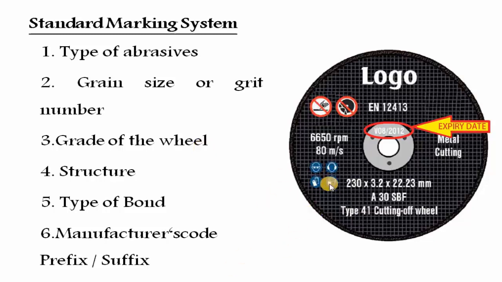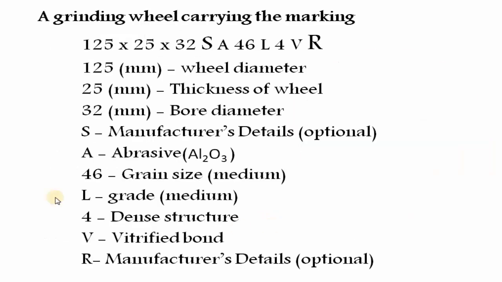Structure: open and dense structures are available. Open structure means the particles are placed far apart, so mostly it is preferred for rough cutting. If you want a very smooth or good appearance, finishing operations, mostly dense is preferred. In dense structure, a lot of particles accumulate in a small space, 1 inch. The manufacturer's code is optional. It depends upon the manufacturer's willingness to fix that name.